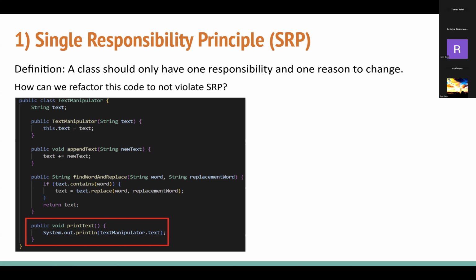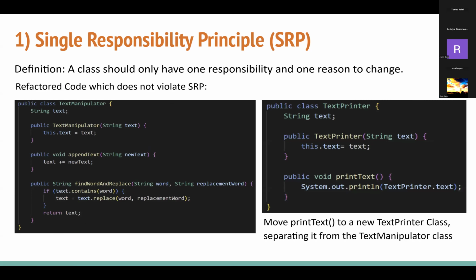I think what you guys actually meant was create another class, because that's what you do. Essentially, you take out the printText method from TextManipulator, and you create a new class which I call TextPrinter, which takes in a string text field, and it prints out that text field. And all we do is just move the printText method to the TextPrinter class. So now you have one class which serves the purpose of manipulating text, and another class which serves the purpose of printing text. And that helps you conform to SRP. Does that make sense?